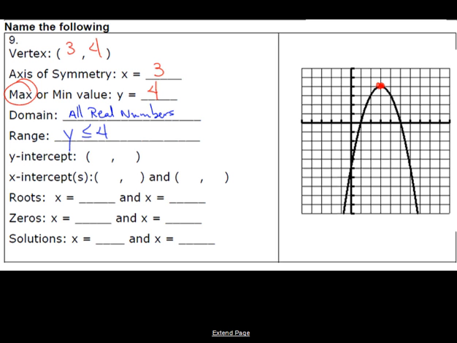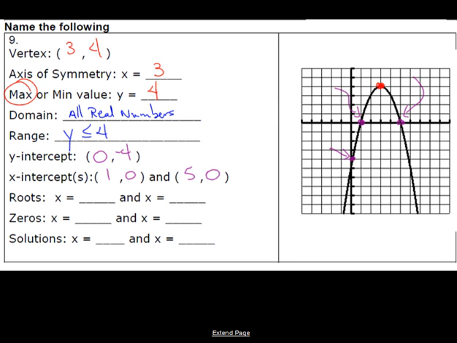Now my y-intercept. The y-intercept is going to be at 1, 2, 3, 4. It's this point right here. So that's going to be 0, negative 4. The x-intercepts. The x-intercepts are going to be right here and right here. This point here and this point right here. The first one's at 1, 0, and the second one is located at, let's see, 1, 2, 3, 4, 5, 5, 0.